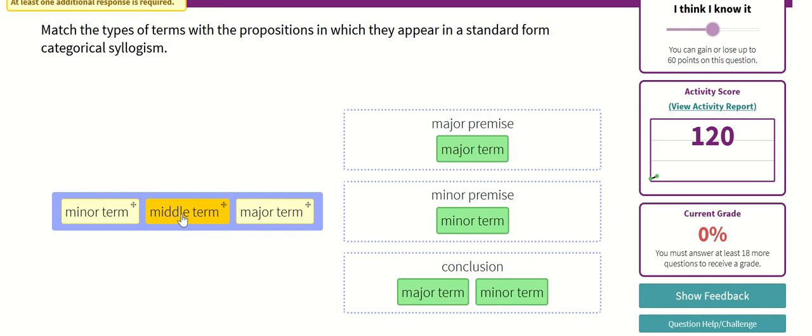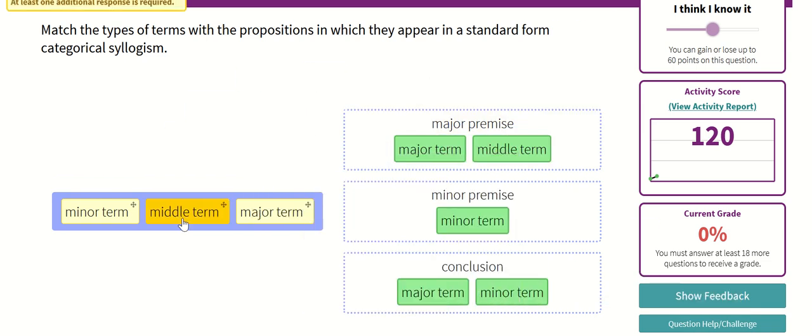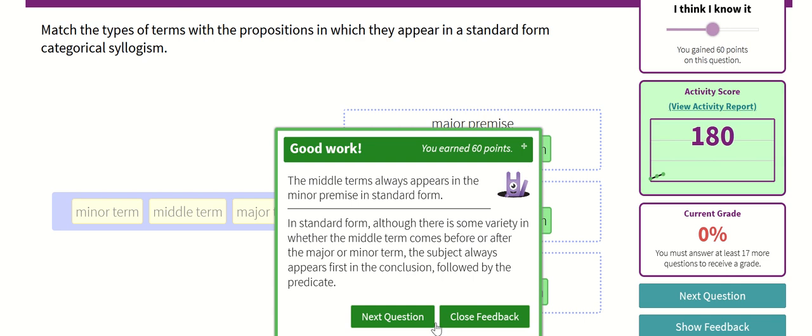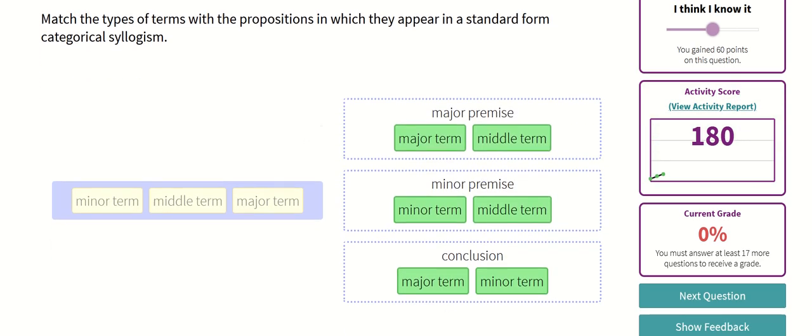and the middle term is actually going to appear in the major premise and the minor premise. So it's really through the middle term by which we connect the major term and the minor term in the conclusion. The middle term is really the key in a categorical syllogism.